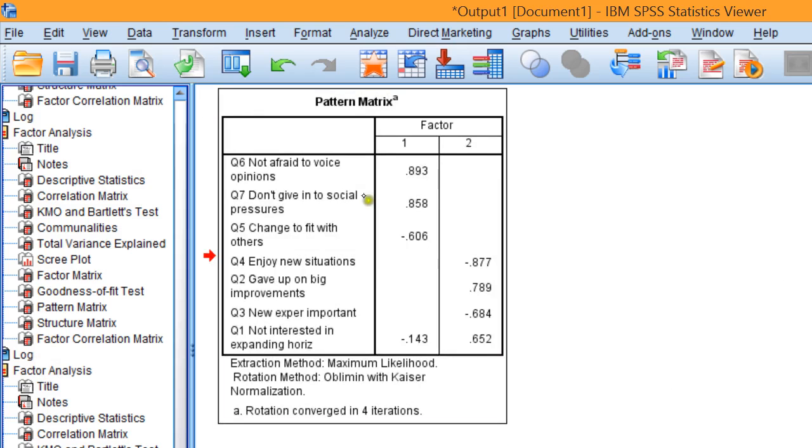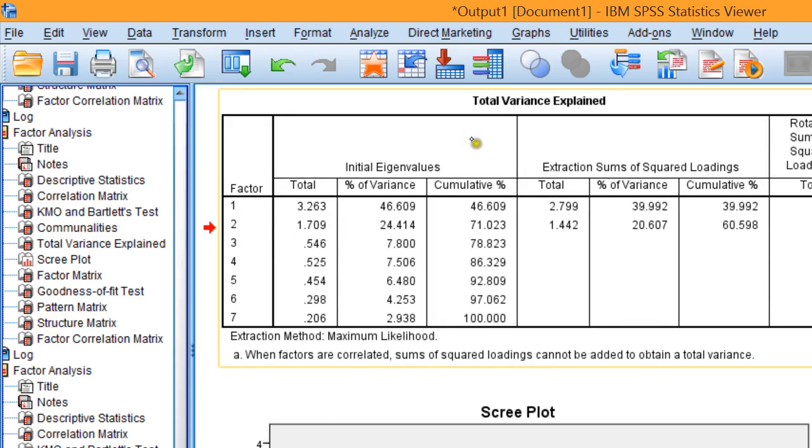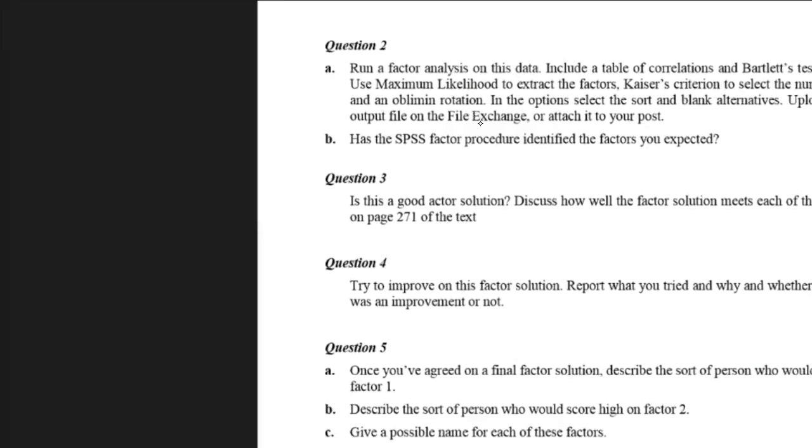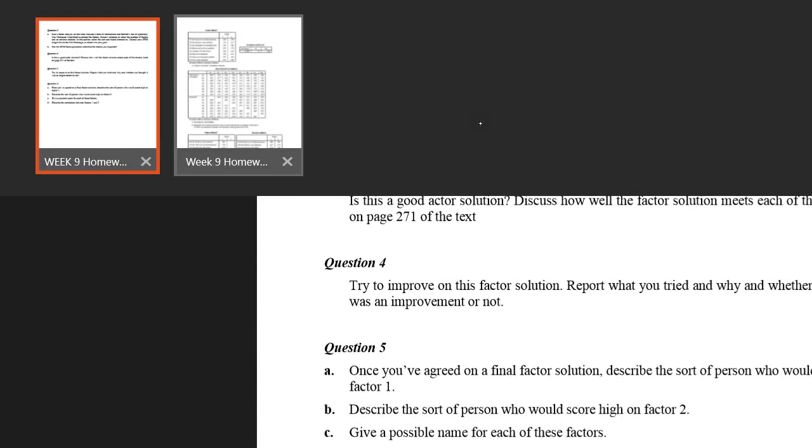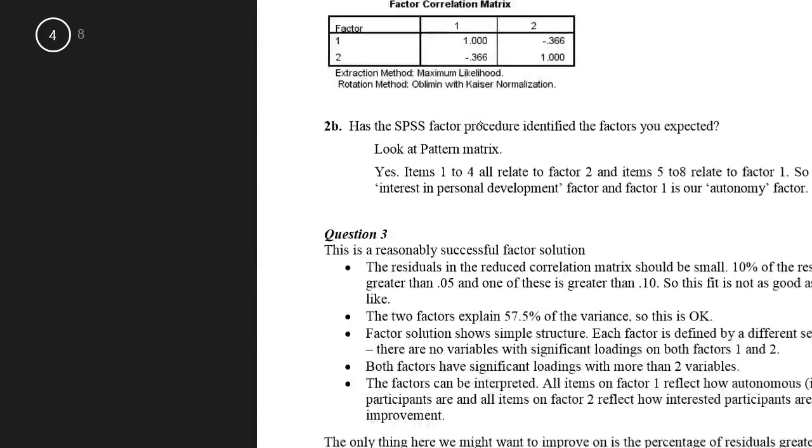Our pattern matrix is still really clear. We've got 3 items on factor 1 and 4 items on factor 2. There are no cross loadings between the items. Let's make sure we still have more than 50% of the variance explained. Now we explained 61% of the variance. So now the factor solution's looking really good. We've got no issues. So let's have a look at the answer to that question.